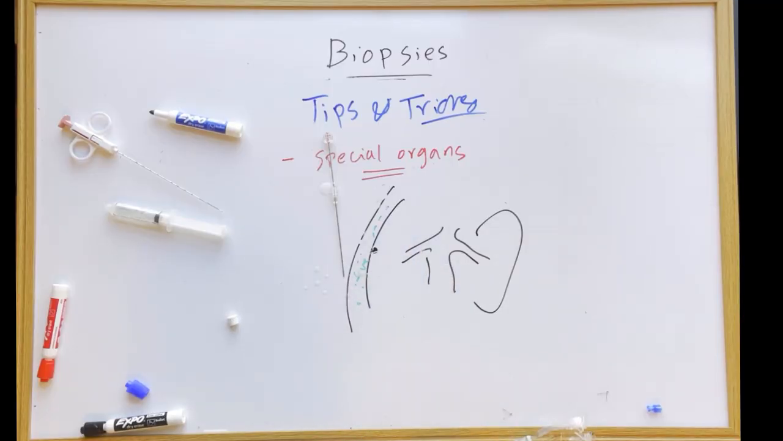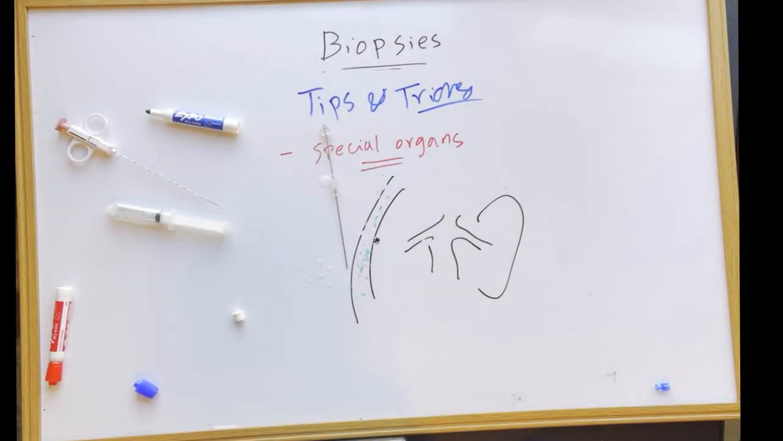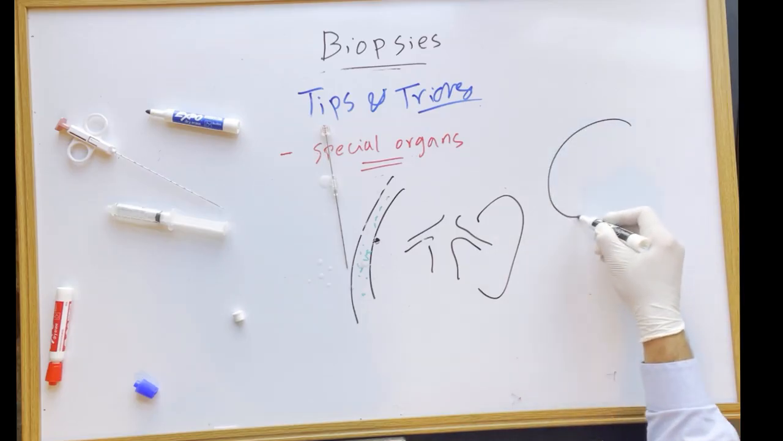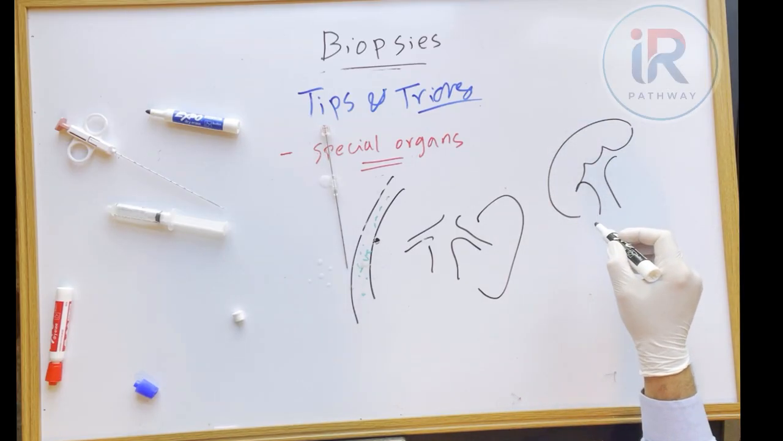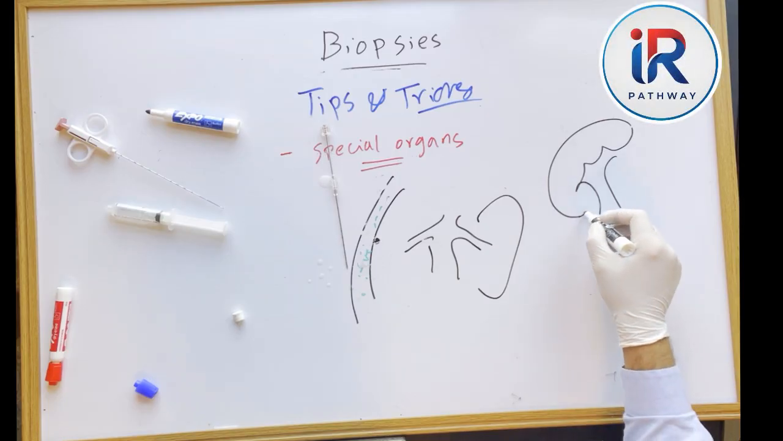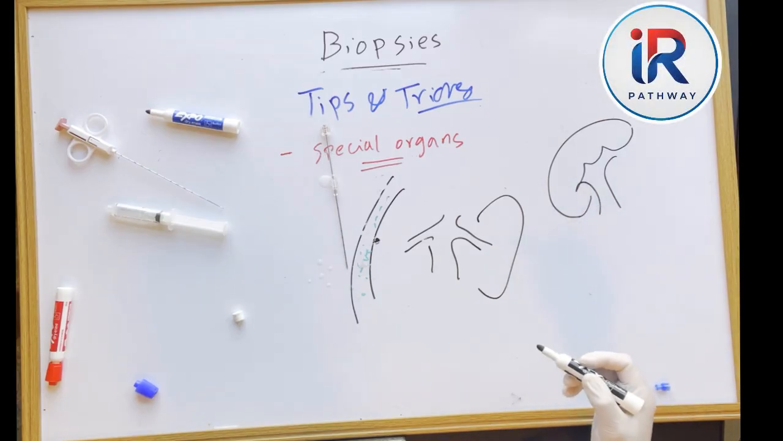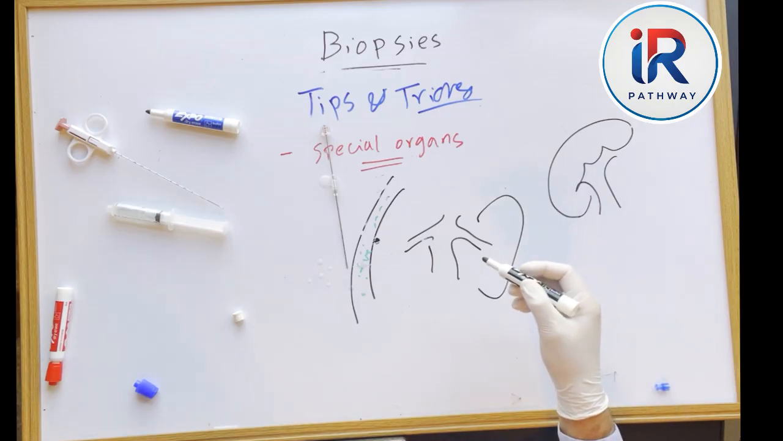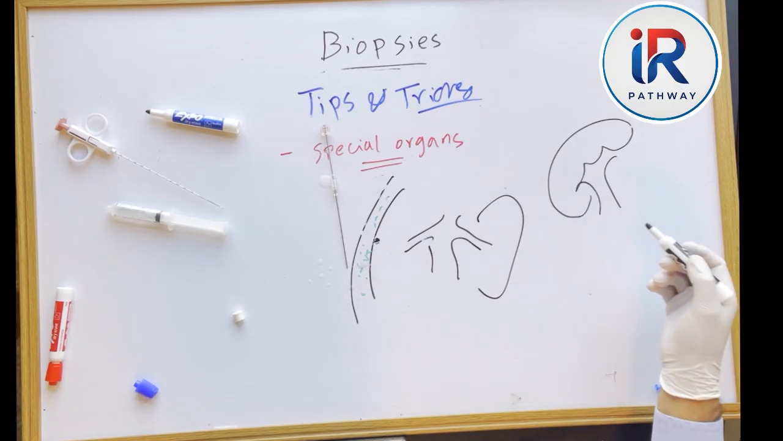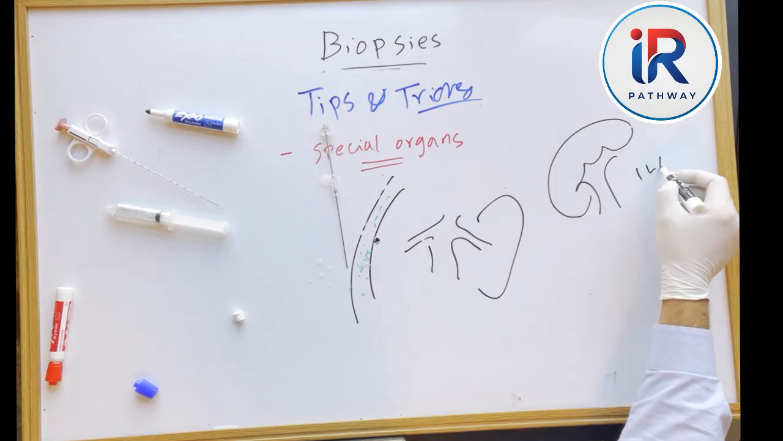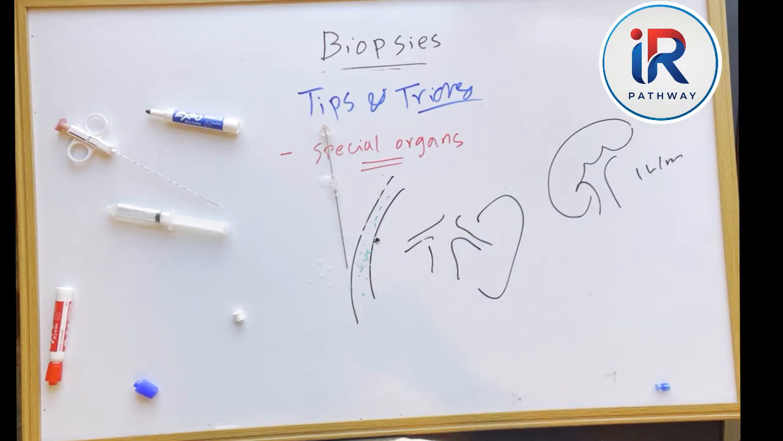Okay, now let's move to another important organ, which is the kidney. The kidney is one of the organs most prone to bleeding during biopsy, which is expected because it receives about 20 to 25 percent of the cardiac output, roughly around 1 liter of blood per minute. So it's very common to encounter bleeding while performing the kidney biopsy.